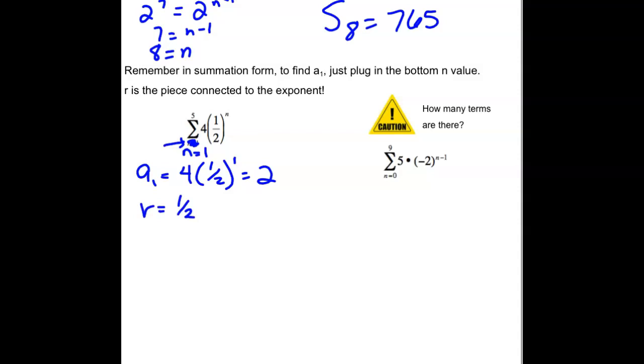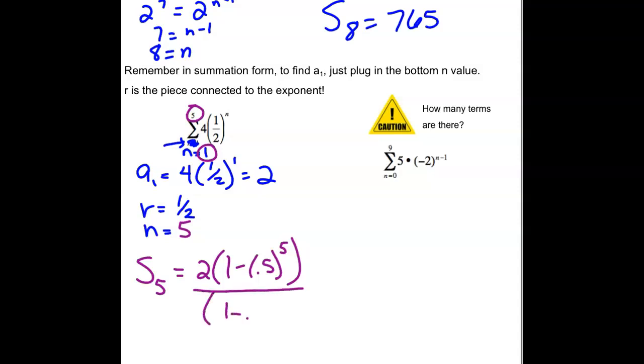Okay? And then we need to figure out what our N, total number of terms, is. Well, if we're starting with a 1 and we're stopping with a 5, just counting 1 through 5, that's 5 numbers. So we want to find the sum of our 5 numbers. Our first term was 2. We need 1 minus our R value of 0.5 to the nth power divided by 1 minus 0.5. All right. You can pause the video. Go ahead and type that in your calculator.